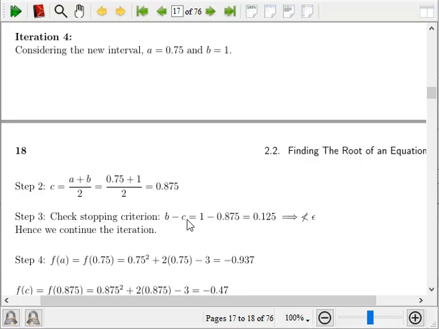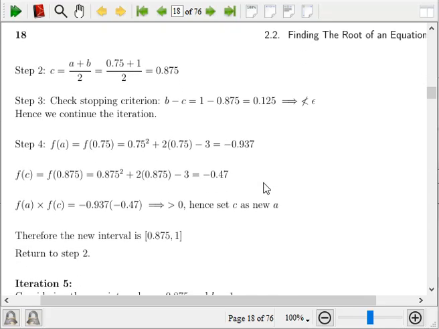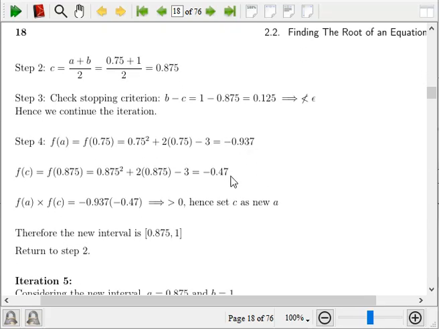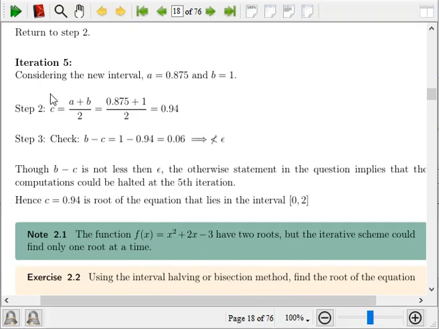Here we complete the interval and c, still not less than epsilon. Then we find f of a times f of b, greater than 0. So still set c as our new a. So c becomes the new a, and this is the interval. We move on again. Check that for c again. So this is what we are talking about, successive approximations. We are doing a sequence of approximations until a required interval is obtained.